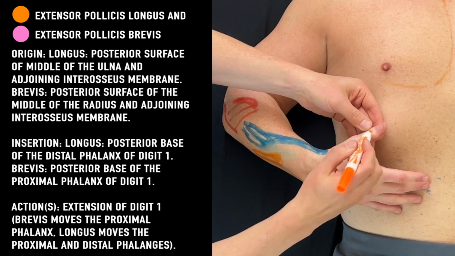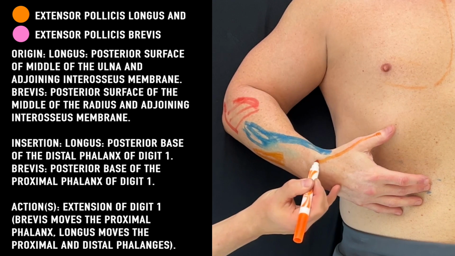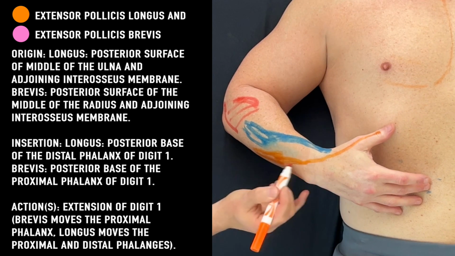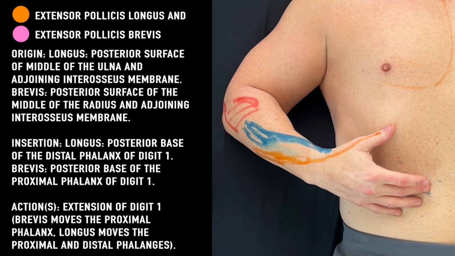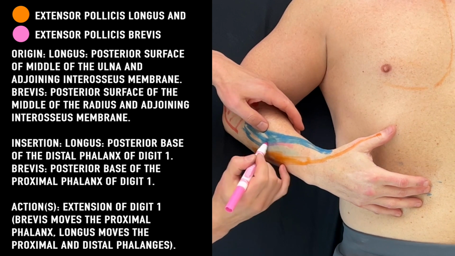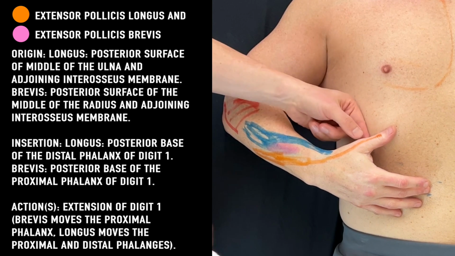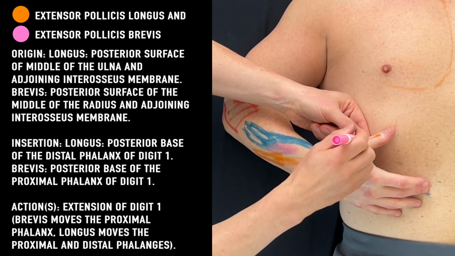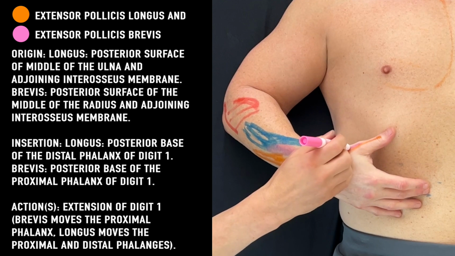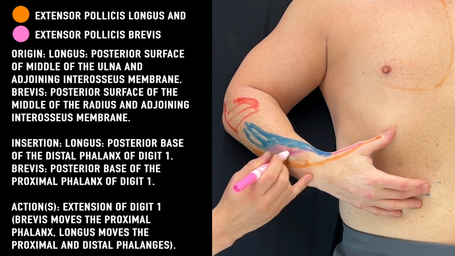Right there. And this one travels down more directly to its attachment site, right there. The extensor pollicis brevis comes from the posterior surface of the middle of the radius and the adjoining interosseous membrane, right in through here. And it's going to attach at the base of the proximal phalanx of digit 1. It tucks in right next to the abductor, right in through this area.